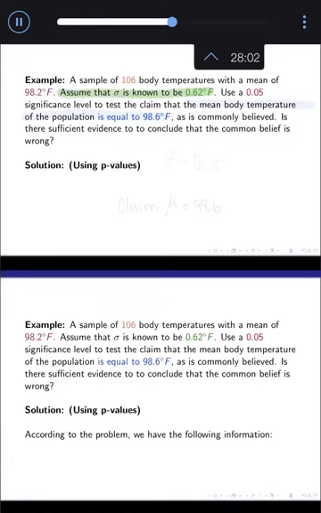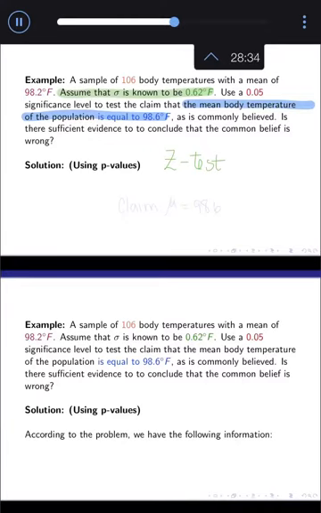we are going to do a z-test, not a t-test. And it says use a 0.05 significance level to test the claim that the mean body temperature of the population is equal to 98.6. So we're going to test the mean for the population, that it is equal to 98.6.